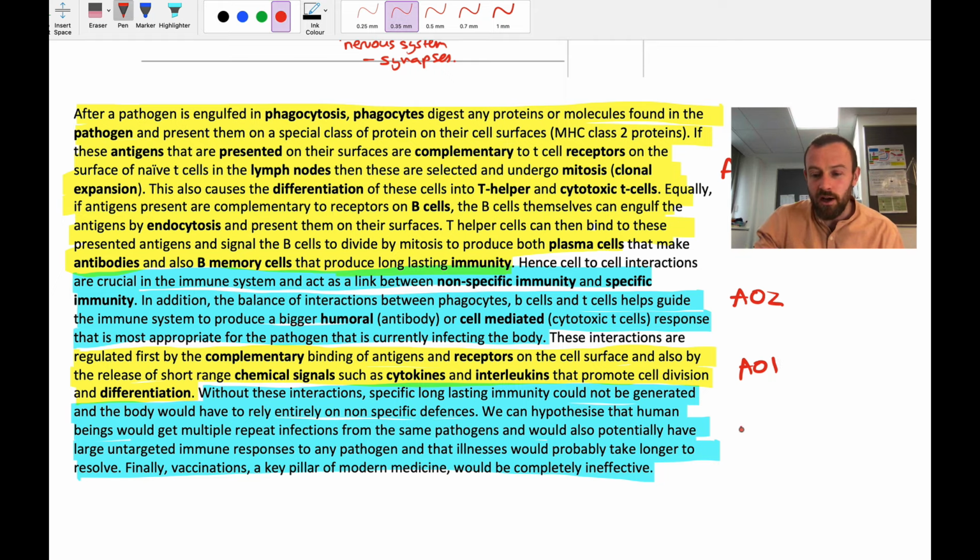And then I'm having to make a bit of a hypothesis about what would happen if there weren't cell-to-cell interactions in the immune system. What if we only had the same immune response for every single pathogen? What would that be like? You can see the balance of AO1 and AO2 in this paragraph is roughly 50-50, and that makes it an effective paragraph. I probably spent a little bit too long on it, but if you can produce 4 paragraphs a bit like this, then you are going to get in that top band of marking.